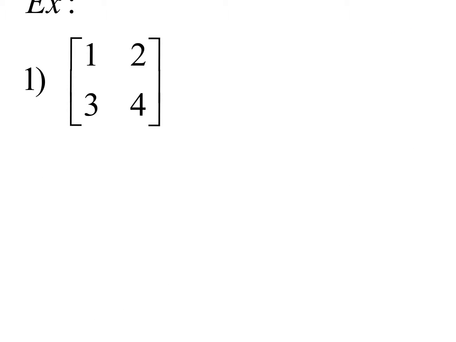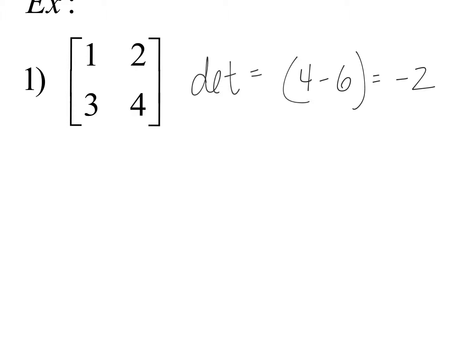For number 1, I need to first find the determinant. So remember, when you do that, you start by going down. So I'm doing 4 minus 6. So that's negative 2. So I'm going to do 1 over the determinant. So keep in mind, this number goes here. It's part of the formula.